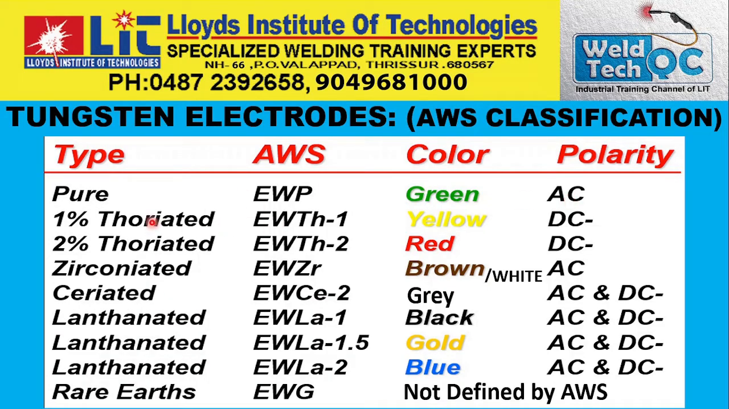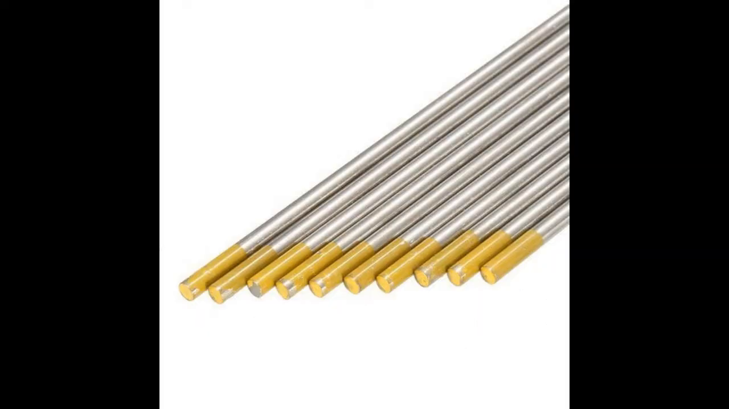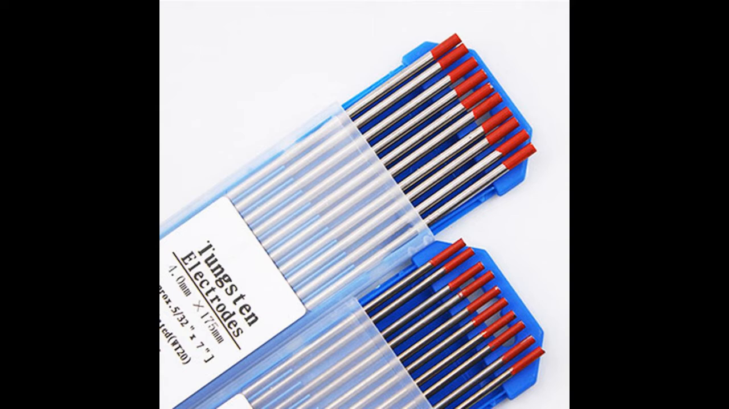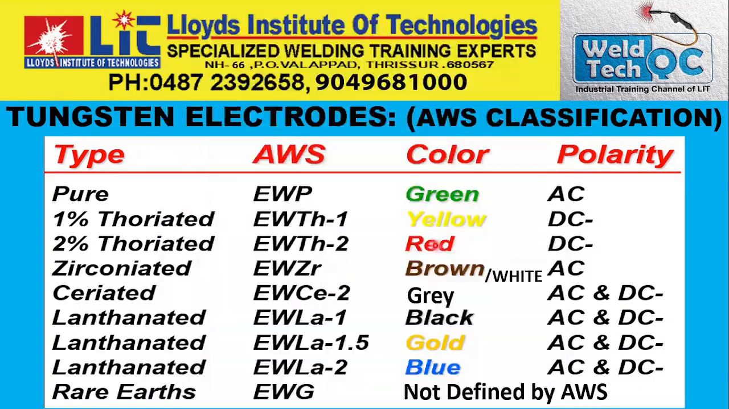1% thoriated tungsten is EWTh1, which comes in color code yellow, and 2% thoriated, EWTh2, comes in red, and again this is DCEN polarity. This is the most widely used tungsten electrode for almost all applications other than aluminum and magnesium. You use this for carbon steel welding, stainless steel, titanium, or any metals other than aluminum and magnesium.